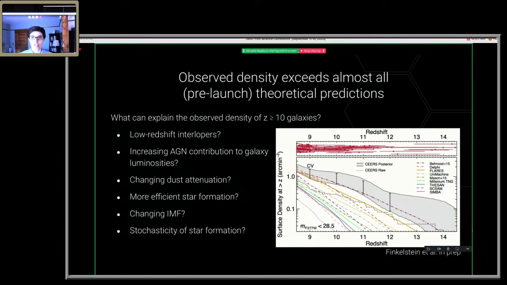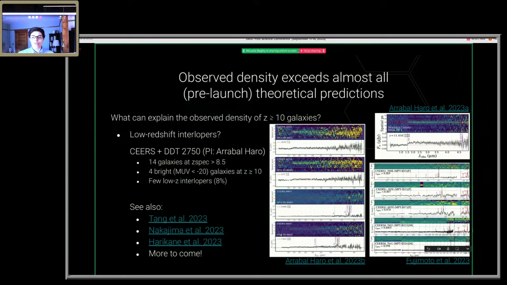And so we're going to hear, I'm sure, about these and other options throughout this week. I'm really excited to see what everybody has on these and related topics. But just to briefly talk about a few of these, let's look at the low redshift interloper option.